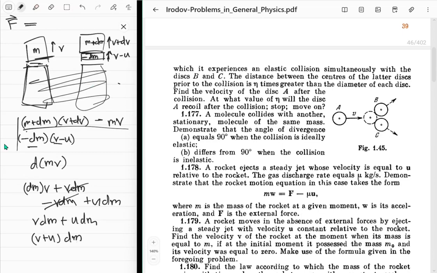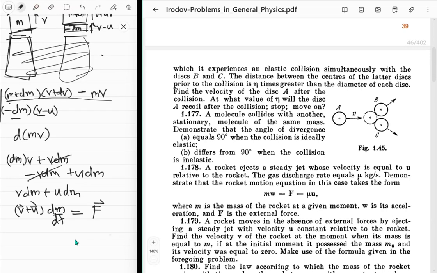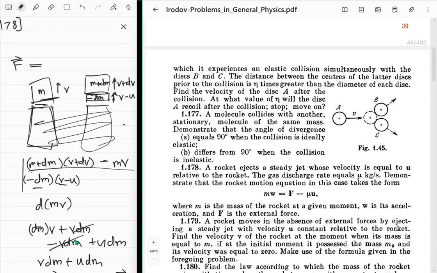But all of this actually has to be vectors. So this is v vector, this is v vector plus dv vector. But let's forget the vector notation for now. Whatever, just put that in: m dv vector plus u vector times dm. Then that upon dt. Now this thing is the force, the change in momentum upon change in time of this whole system.